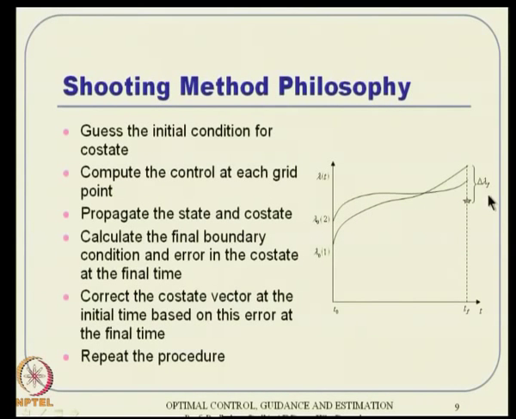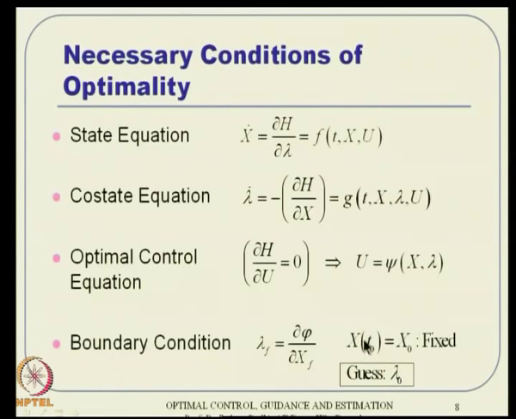Keep repeating the procedure until the lambda f you are getting from integrating is very close to what it should be. Then everything is satisfied, because I am starting with this initial condition of the state anyway, and whatever I integrate from where I started, I land up there, and these two values are very close. So, this is also satisfied, and I have used this control on the way. And these two equations I am integrating as part of the procedure anyway. So, all the conditions will be satisfied.